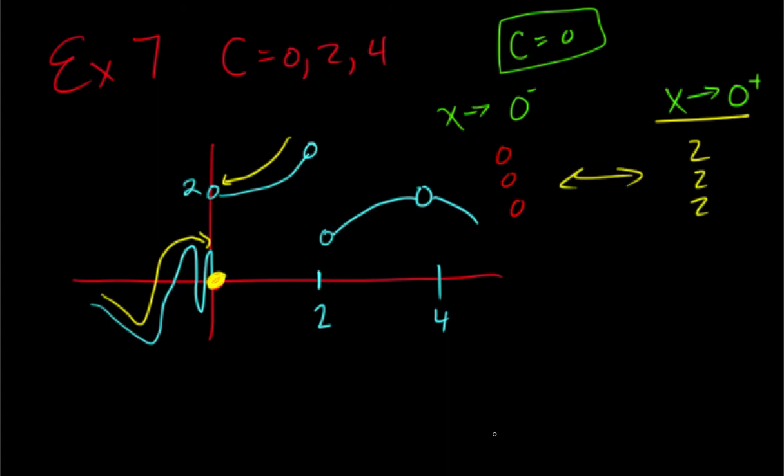Since these are not the same, we're going to say the limit as x approaches 0 of f of x does not exist.